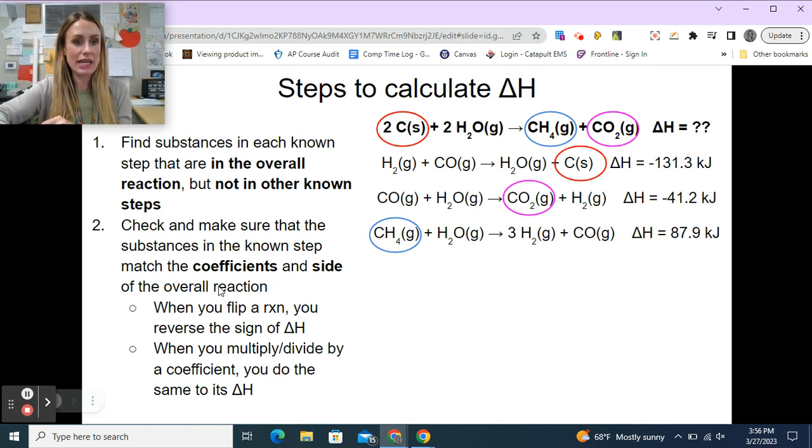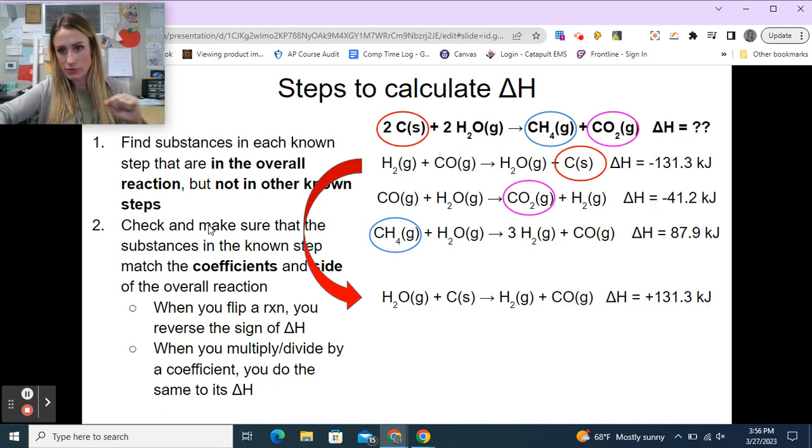Now, in order to manipulate the side of the reaction, we're going to flip it. And when we flip this, we also have to reverse the sign of delta H. Let me show you what I mean by that. This first chemical reaction, the first thing I'm going to do is flip the whole thing. And when I do that, I also need to reverse the sign. So instead of a negative 131.3 kilojoules, it's going to be a positive 131.3 kilojoules. Now I have my carbon on the same side where it's supposed to be in this overall chemical reaction. However, I'm not done yet.